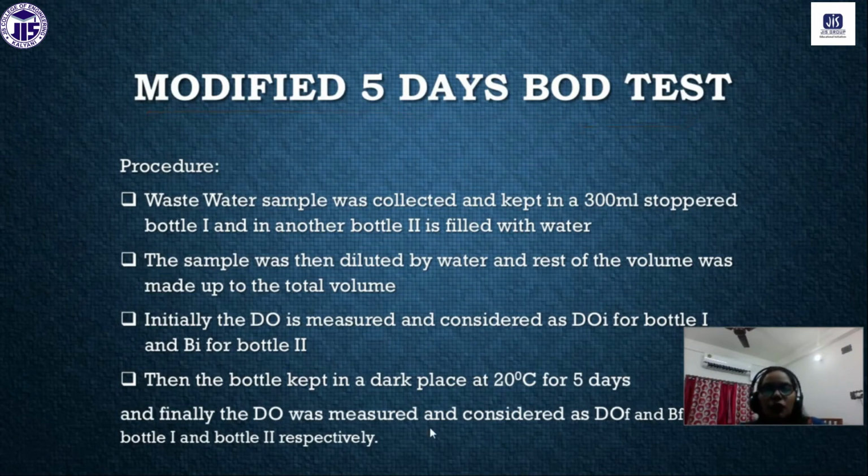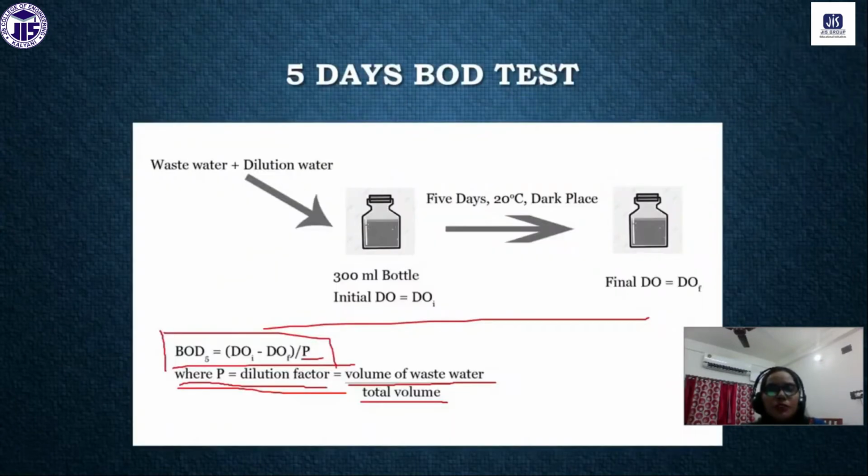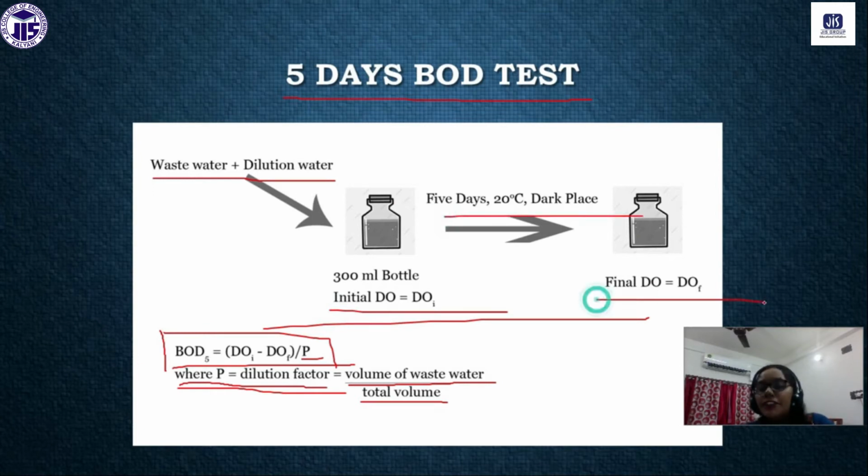Look, before discussing this thing, first of all, we should look here. So, in 5 days BOD test, what have we generally done? We have taken one bottle which is filled with wastewater plus distilled diluted water, and we have measured the initial value of dissolved oxygen. After 5 days again, we have measured the final value, and this is the BOD of the sample.